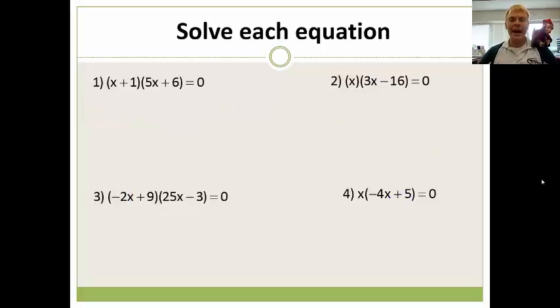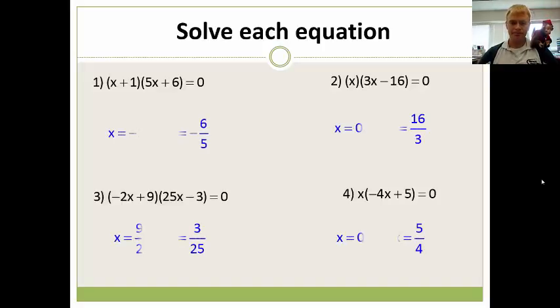So now that we've done a couple together, why don't you try these on your own? Use the zero product property to create an equation for each factor that has a variable. So go ahead, pause the video, and solve these equations. Go. Let's see how you did.